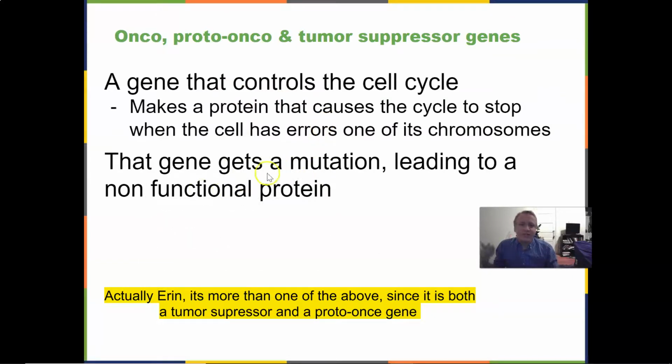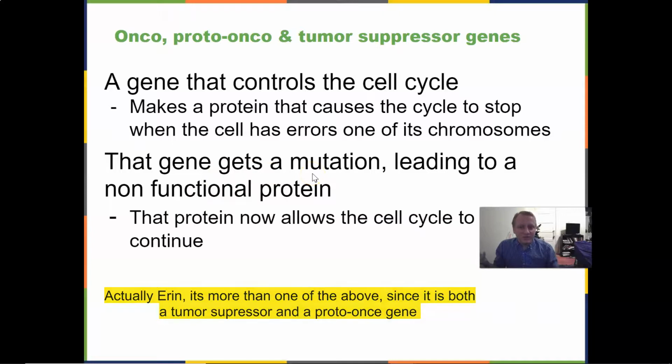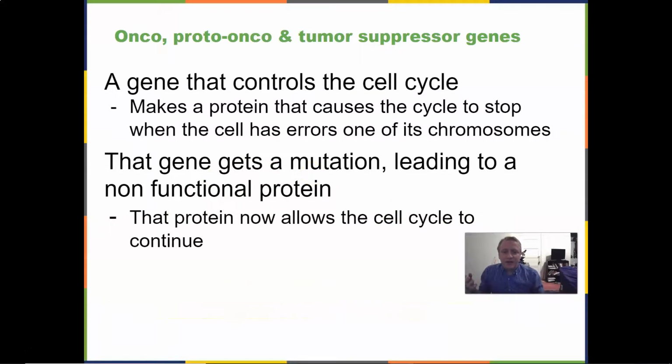So that gene gets a mutation, which leads to a non-functional protein. And this protein now allows the cell cycle to continue regardless of the number of errors. This has gone from a proto-oncogene, or a gene that could cause you to have cancer, to an oncogene, or a gene that does cause you to have cancer.